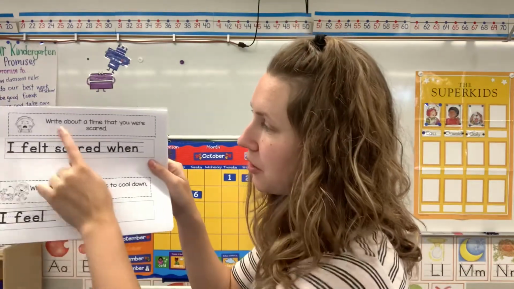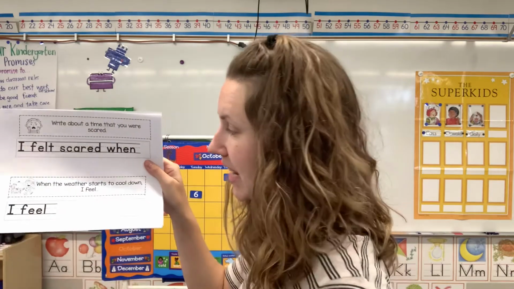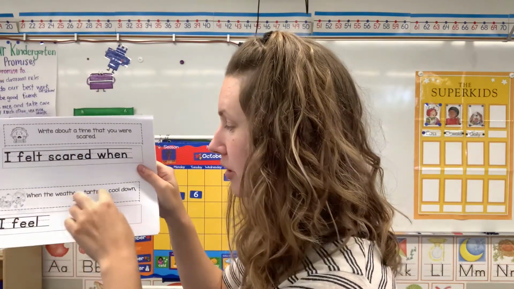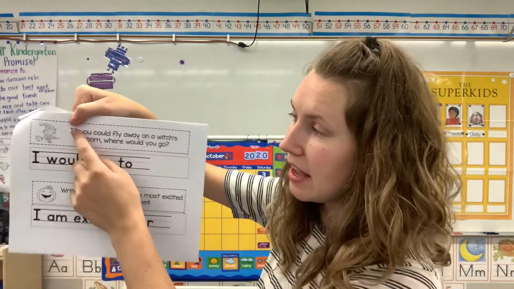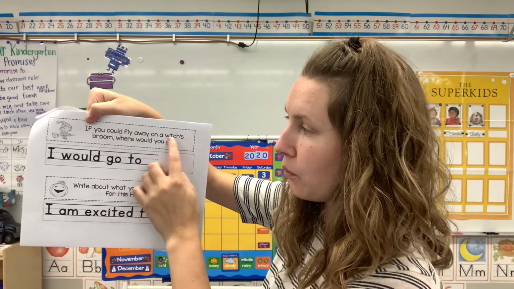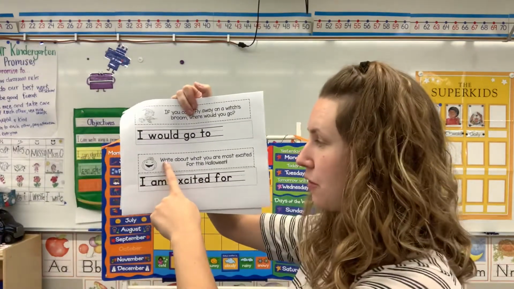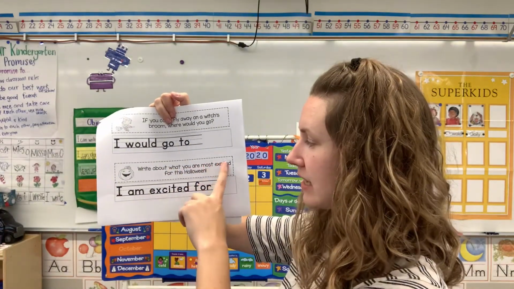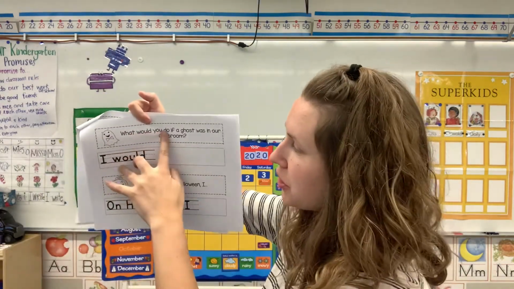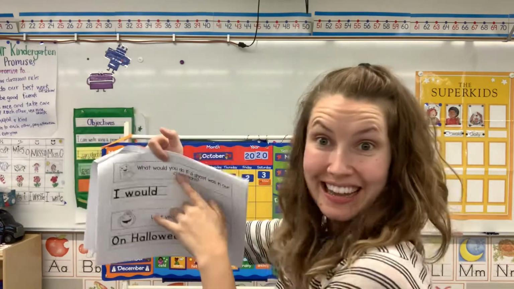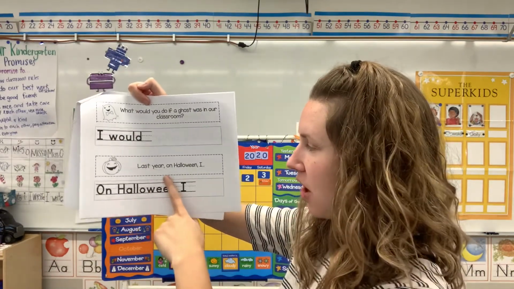Our first one says, write about a time that you were scared. Your second one says, when the weather starts to cool down, I feel. On your second page, your first prompt says, if you could fly away on a witch's broom, where would you go? The next one says, write about what you are most excited for this Halloween. The next page it says, what would you do if a ghost was in our classroom? And then at the bottom it says, last year on Halloween.